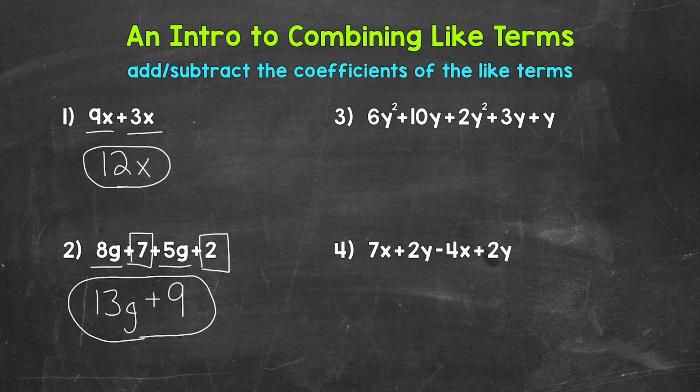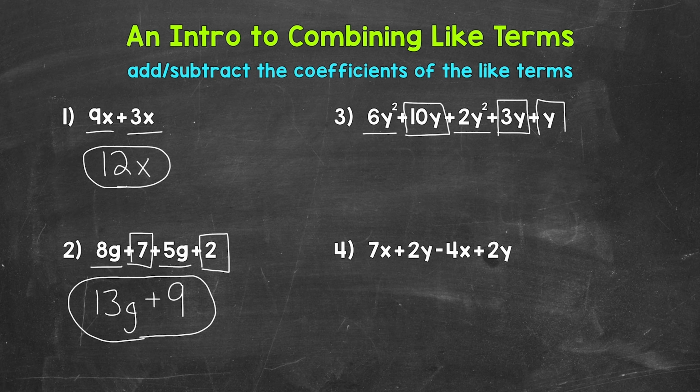plus y. Let's find any like terms that we can combine. We'll start with 6y squared. 2y squared is a like term. Both of those terms have that variable of y to the power of 2. Now, do we have any other like terms within this algebraic expression that we can combine? Yes, 10y. And I will box these terms in order to separate them from the y squared terms.